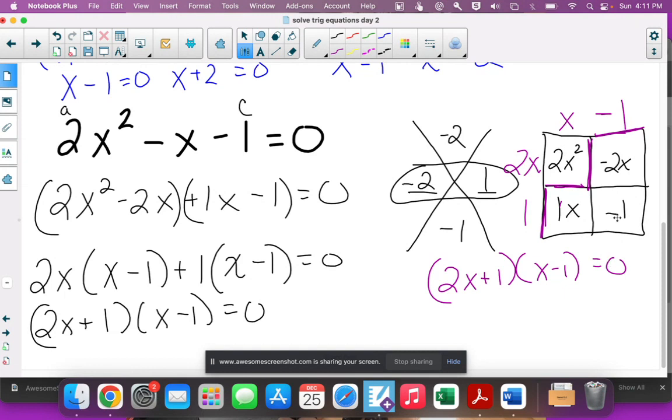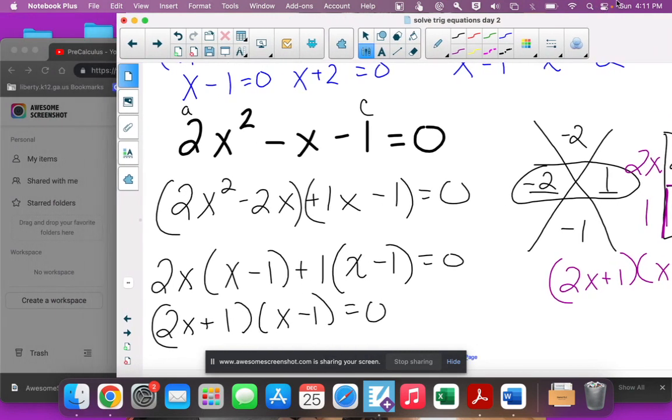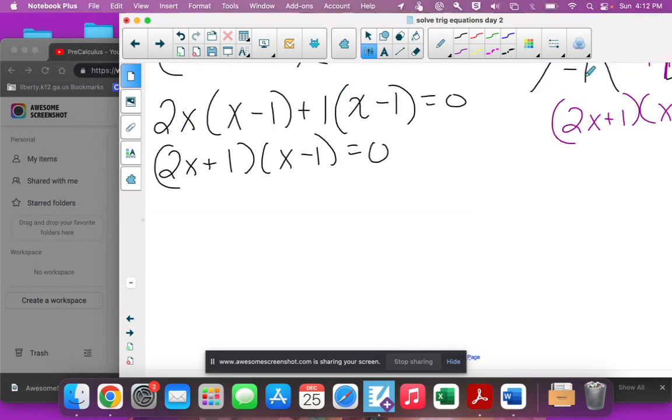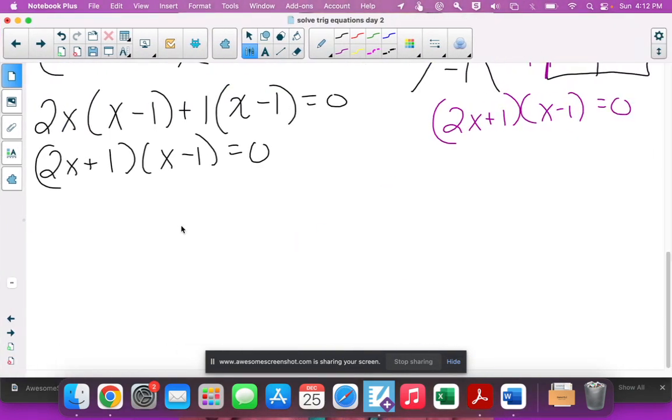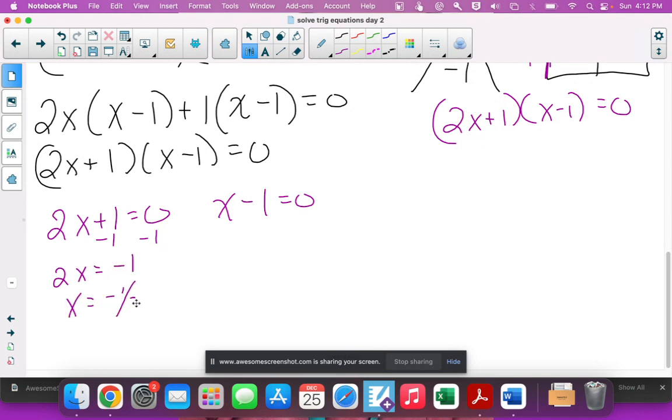So then you have to solve each of them independently since you now have linear problems. Okay, so you set each piece equal to 0 to solve. So 2x plus 1 equals 0, x minus 1 equals 0. Go ahead and subtract 1, and then you're going to divide by 2. So x is equal to -1/2. And here you're just adding 1, so x is equal to 1.